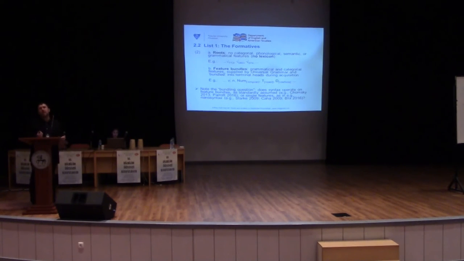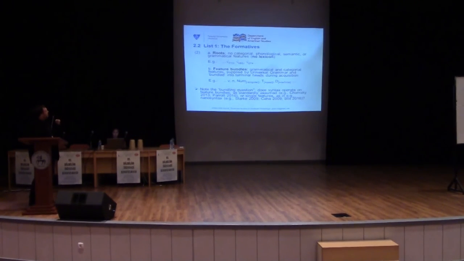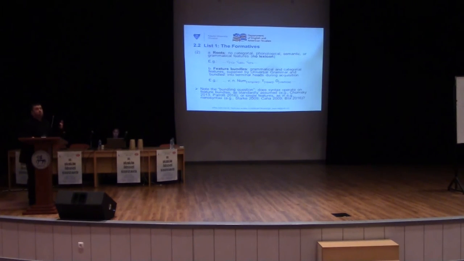All right, so what's in the formative list? So this is the pre-syntactic pieces. Remember, there's no lexicon. So the formatives consist of roots and feature bundles. The roots have no categorical features, no phonological features, no semantic features, no grammatical features. Okay? They are just these pieces. They have a numerical index, which is going to link them up with the lists at PF and LF. So it's going to link up a root with its exponents and with its interpretation in a syntactic structure.